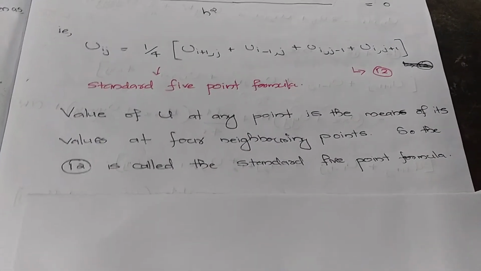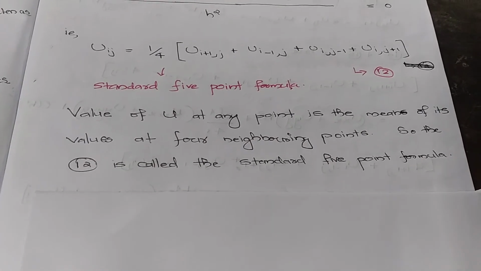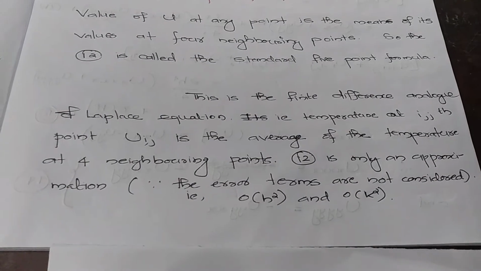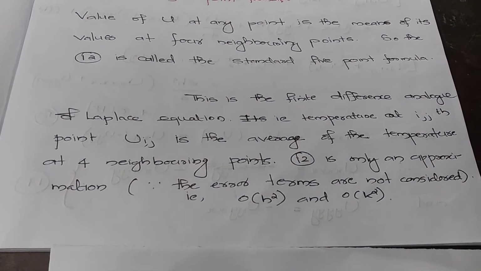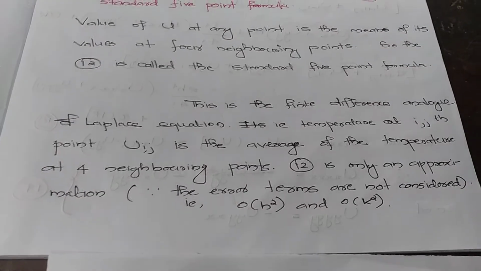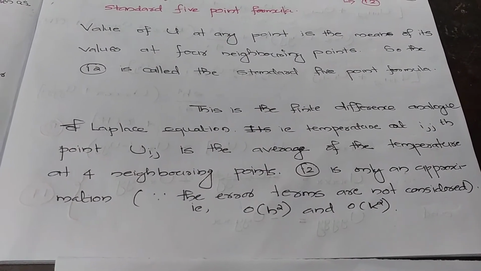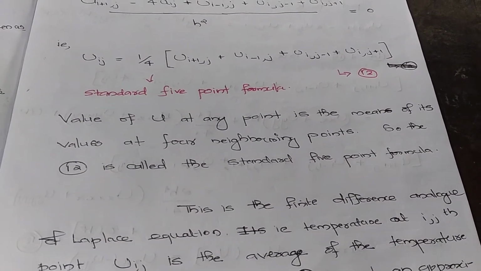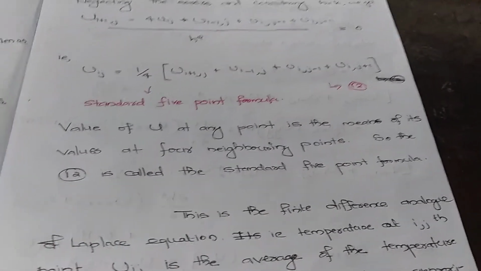Value of u at any point is the mean of its values at 4 neighboring points. So this equation is called the standard 5-point formula. This is the finite difference analog of the Laplace equation, and the temperature at the ijth point, u(i,j), is the average of the temperature of 4 neighboring points. The equation is totally an approximation because we do not consider the error terms. Considering the error terms, we get another equation.